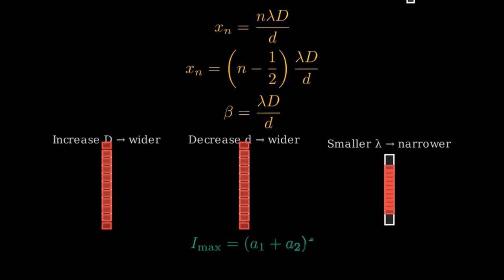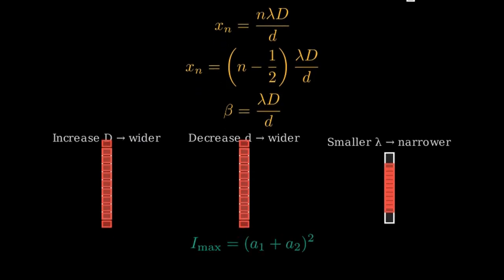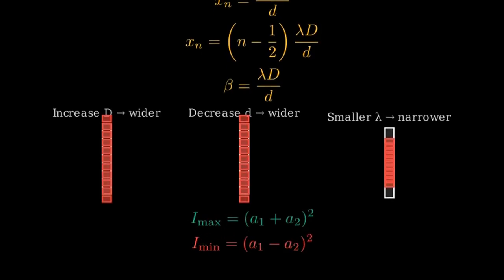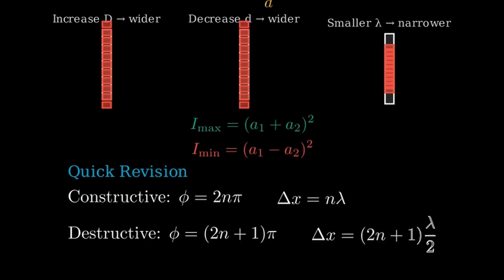Quick summary for phases and path differences. Constructive when phase difference equals 2n pi, or path difference equals n lambda. Destructive when phase difference equals (2n plus 1) times pi, or path difference equals (2n plus 1) times lambda over 2. That is the core of interference. Coherent sources, superposition, fringe positions, and fringe width.